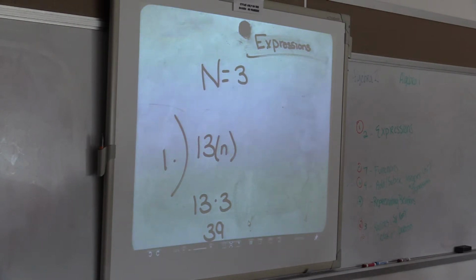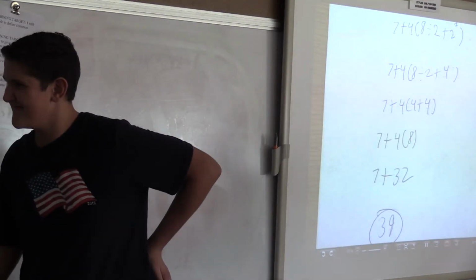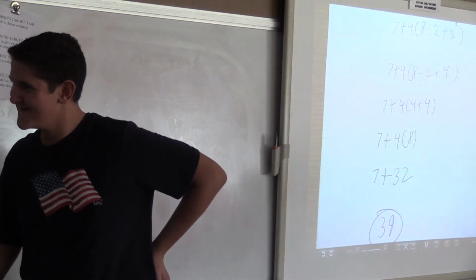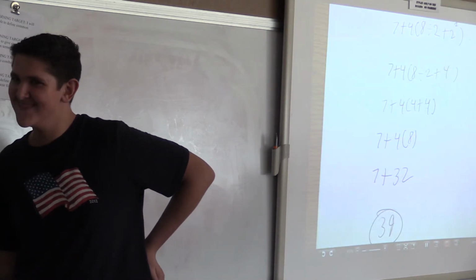13 times n equals 39. N equals 3. The answer's 12. No, it's negative 24. Negative 7. 5. Hold on.